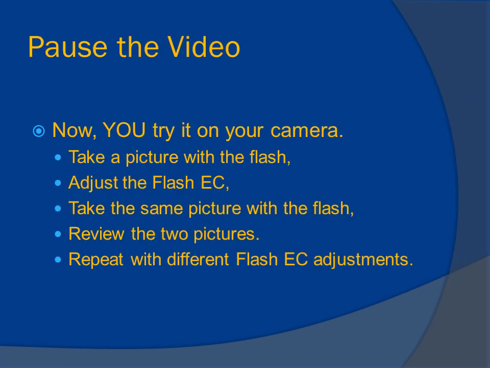Pause the video. Now you try it on your camera. Take a picture with the flash. Adjust the flash exposure compensation. Take the same picture with the flash. Review the two pictures. Repeat with different flash compensation adjustments.